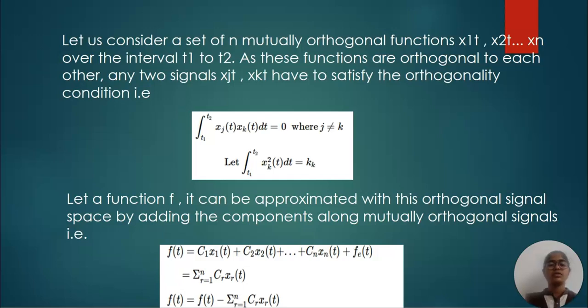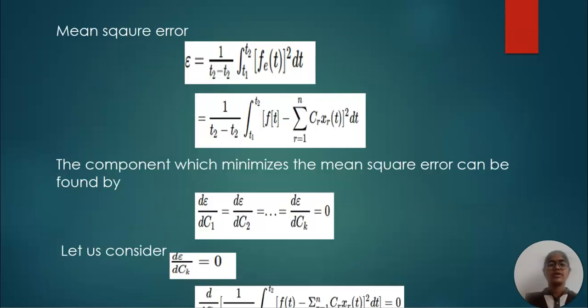Let the integral from t1 to t2 of xk square of t dt equal Kk. Let a function f be approximated with this orthogonal signal space by adding the components along mutually orthogonal signals. Let us do the derivation.